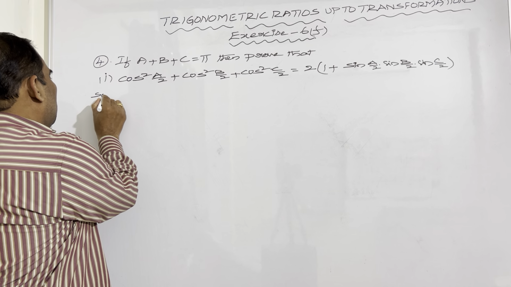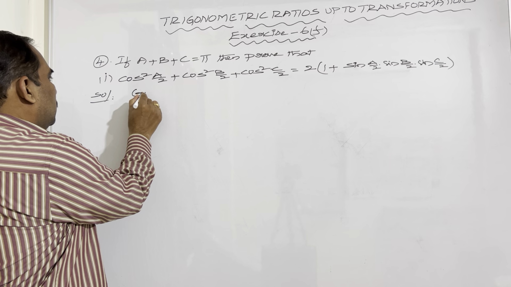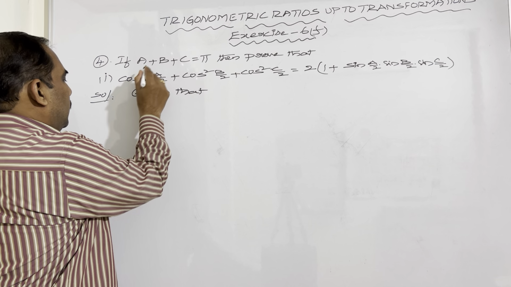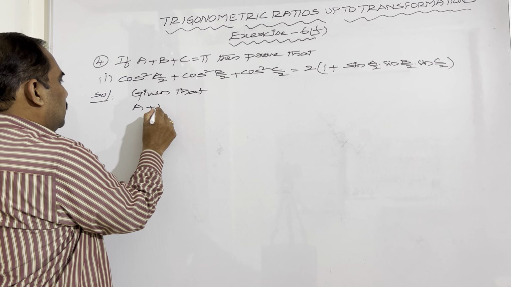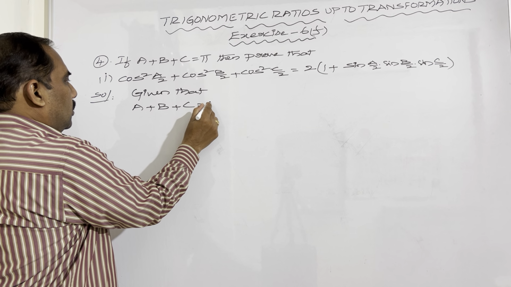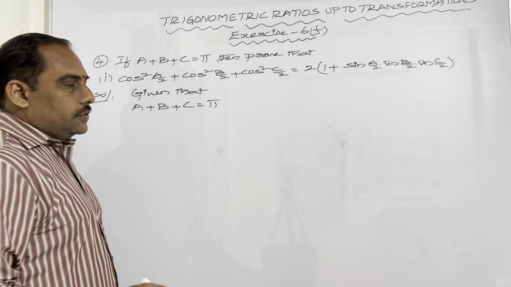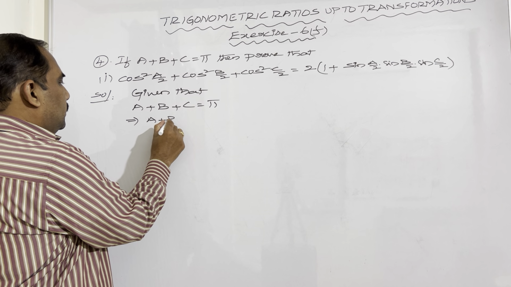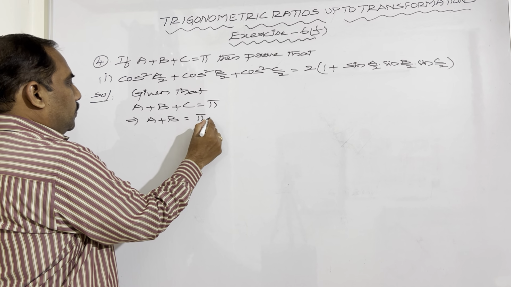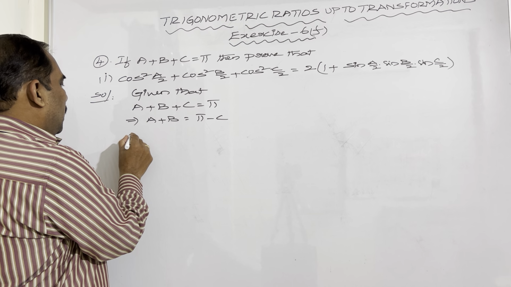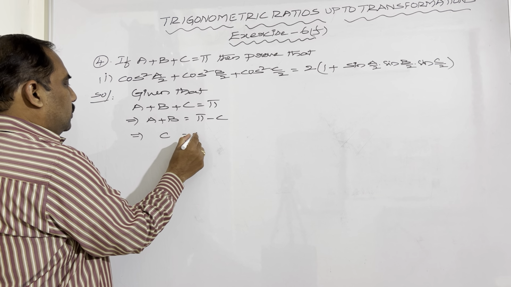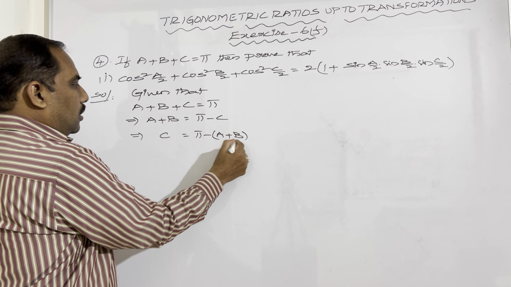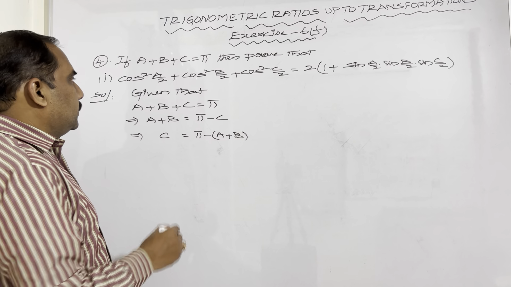Now, in the solution, given that a plus b plus c is equal to pi, 180 degrees. From this, a plus b is equal to pi minus c, and from this c is equal to pi minus of a plus b. Now what is given LHS?